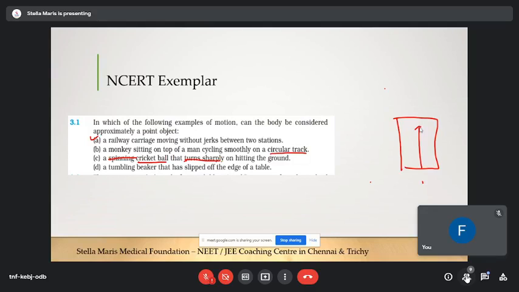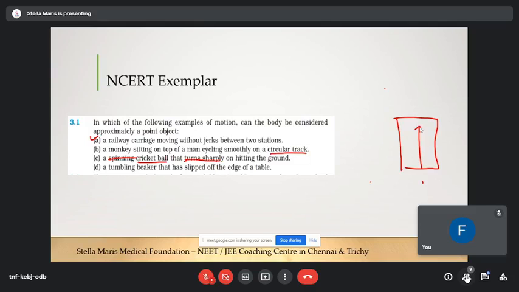Sir, but the ball surrounds, sir. No, no. What are you saying? See, she has told me that there is a spinning cricket ball, and it turns sharply, right? So it is not in a straight line, as she said, it is right.